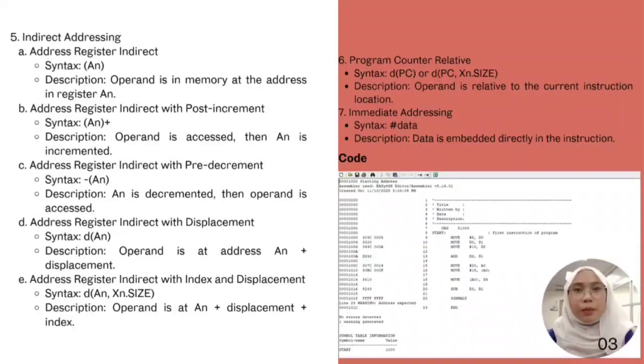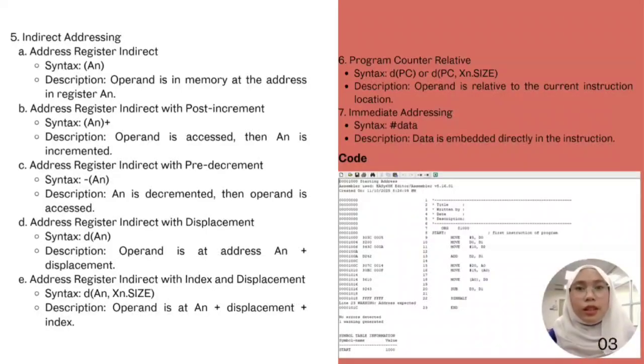6. Program counter relative. This mode uses the program counter as the base address. The syntax is d(PC) or d(PC,Xn.size). It means the operand's location is relative to the current instruction. This mode is commonly used in branch or jump instructions.